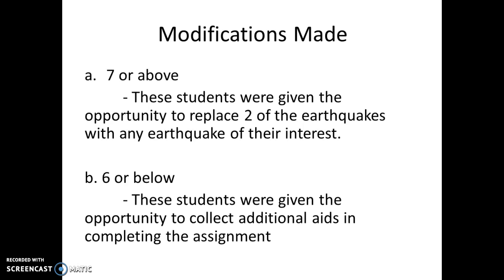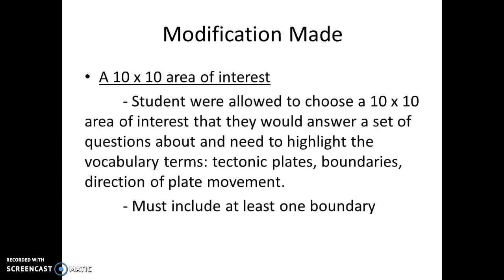And then if they received a 6 or below on the Kahoot pre-assessment, these students were given the opportunity to collect additional aids in completing the assignment. We're going to see those aids in a little bit.